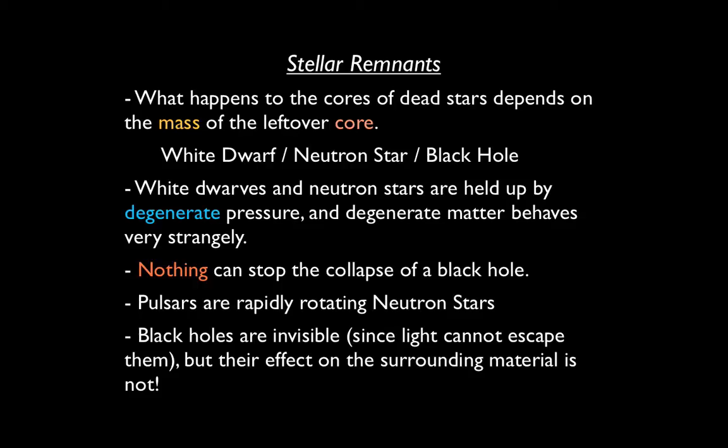White dwarfs and neutron stars, as we'll see, are held up by degenerate pressure, and degenerate matter behaves very strangely. We'll also learn that nothing can stop the collapse of a black hole. We'll see that when neutron stars are rapidly rotating, they can cause pulsars, stars with rapidly changing, periodic brightness. We'll also learn that even though black holes are invisible, since light cannot escape them, their effect on the surrounding material is not, and in fact we've detected many stellar mass black holes in our own galaxy.